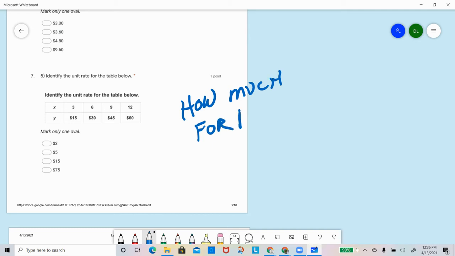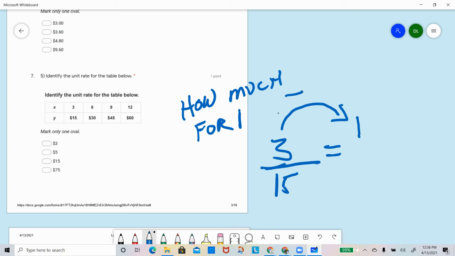So we know that 3 cost us $15. So the question is, what would 1 cost us? Well, we divided by 3 here. So we're going to divide by 3 here. And that's going to tell us that if 3 costs 15, 1 costs $5.